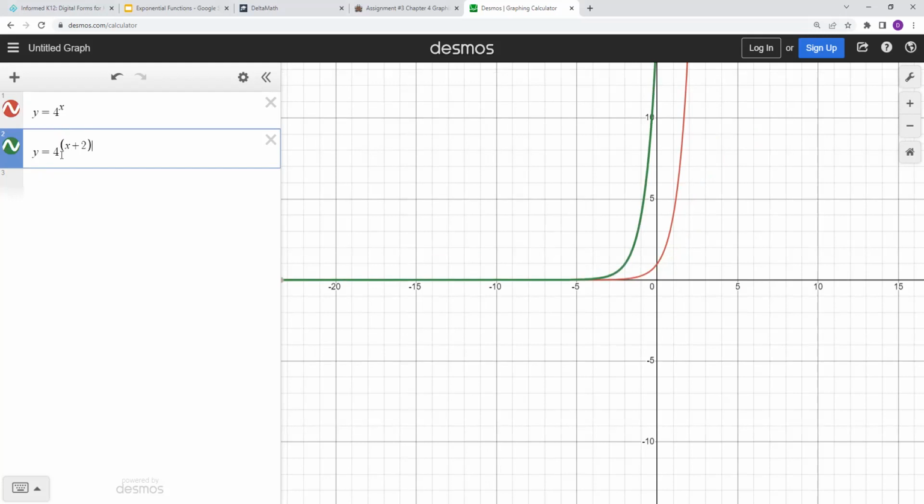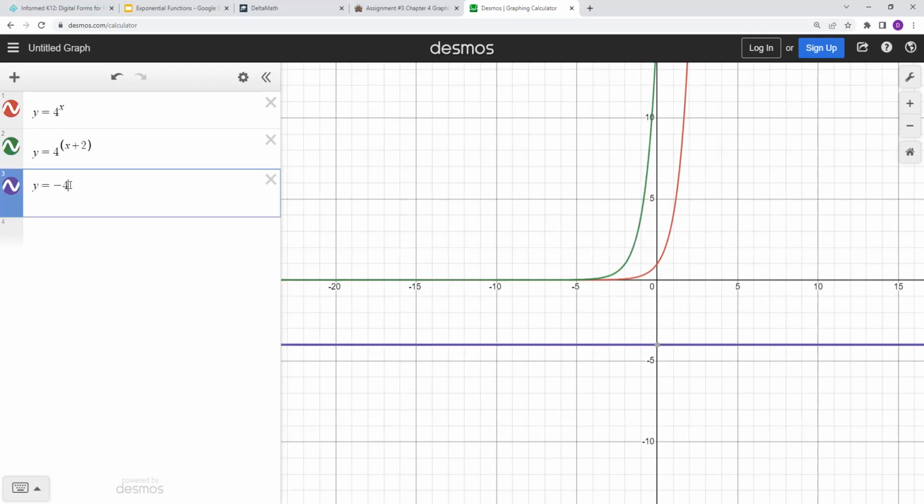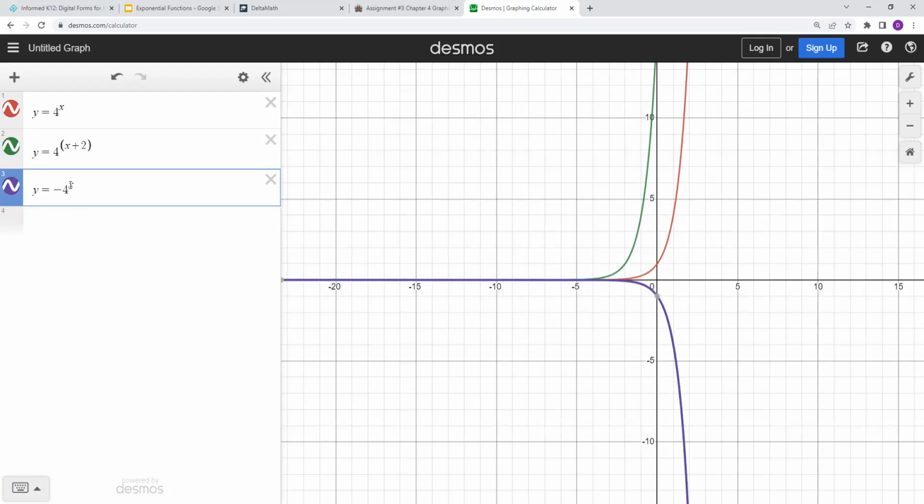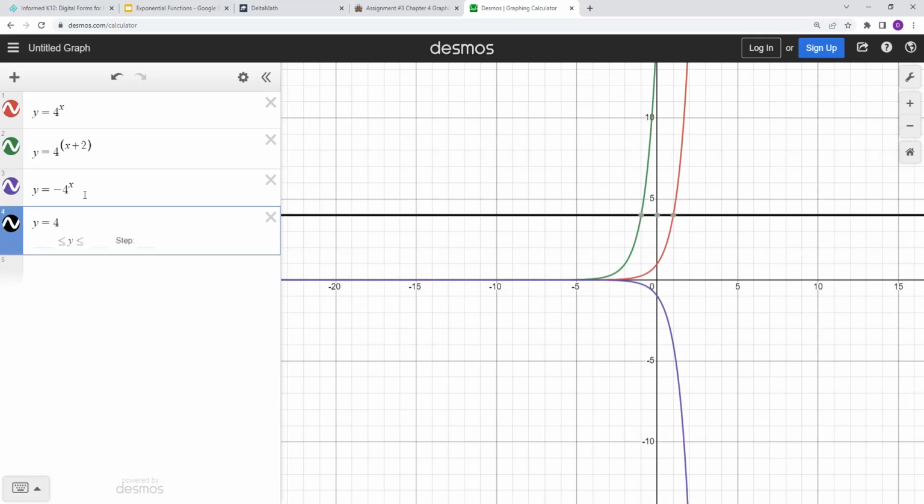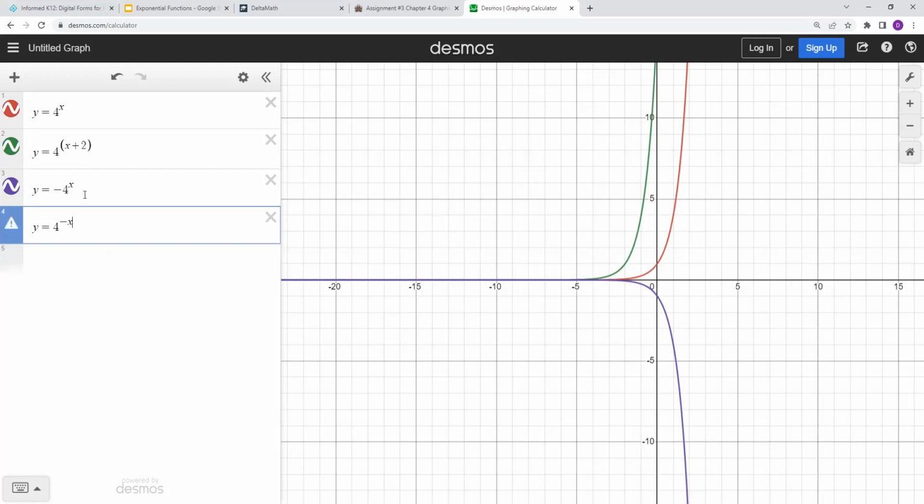All right. What happens when you have y equals negative 4 to the x power? It reflects over the x-axis. Good job. Just be mindful of that. There's a trend with this. And then what happens when you have y equals 4 to the negative x power? It reflects over the y-axis. Okay, so you see all that?